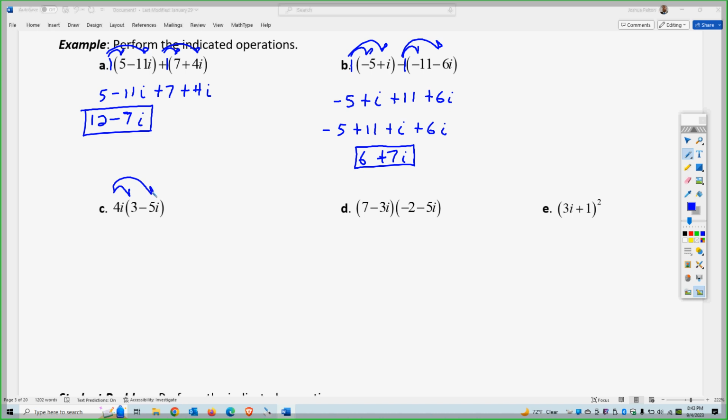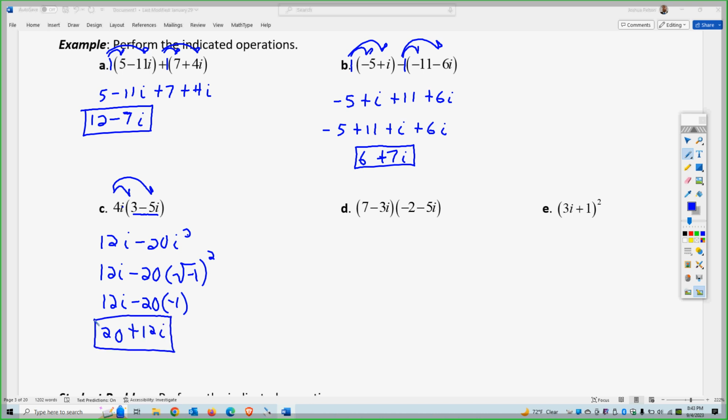Okay, so here in the parentheses, 3 minus 5i, those are not like terms, so I can't do the grouping symbol first, but I'll distribute, which is multiply. So I get 12i minus 20i squared, and of course we know i is the square root of negative 1, which is why when I square I just get negative 1, right? So I get 12i minus 20 times negative 1, which is really positive 20. So 20 plus 12i gives me the complex form of that.